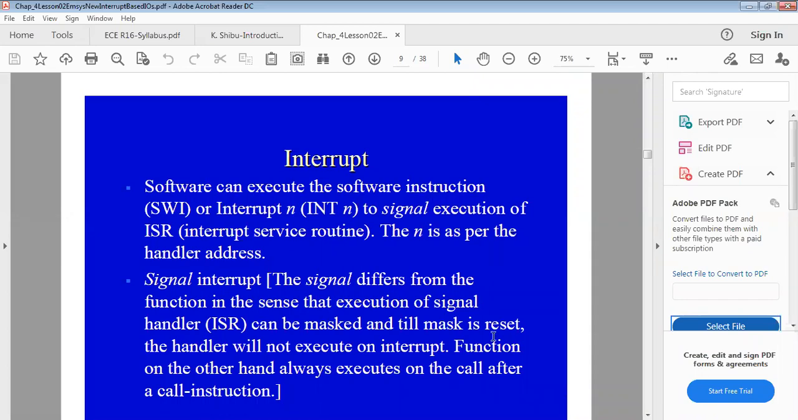The software instruction is SWI, or interrupt N. INT is the common acronym used for that interrupt notation: INT 0, INT 1, INT 2, INT 3. That is the standard notation used by any processor or controller. Interrupt N, INT N, signals execution of the ISR, interrupt service routine. The N is as per the handler address. Here INT 0, 0 is the address of that.